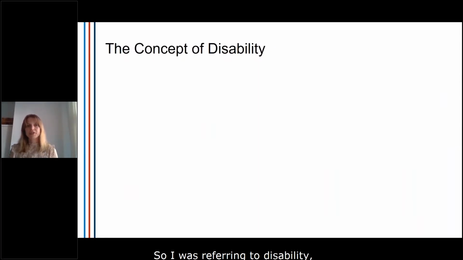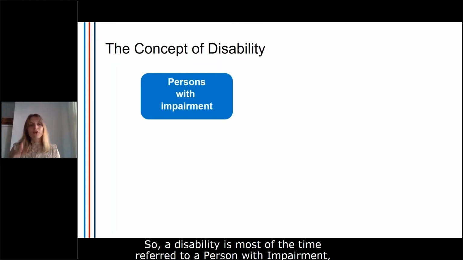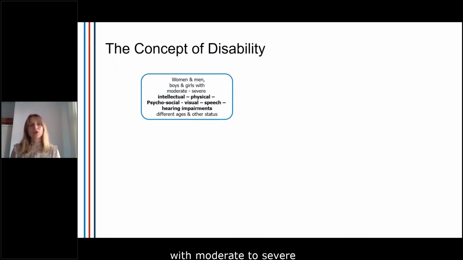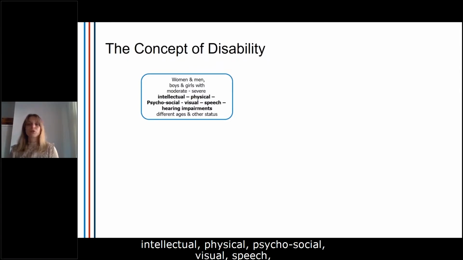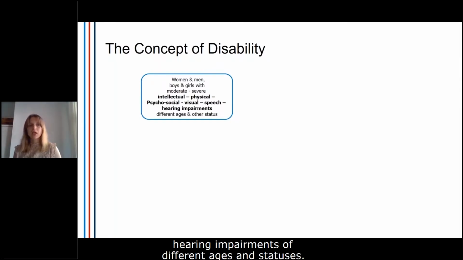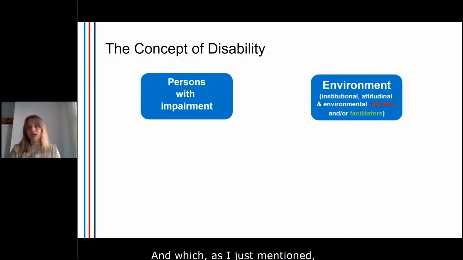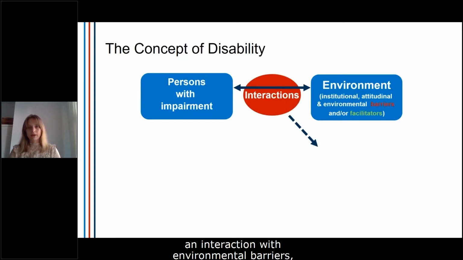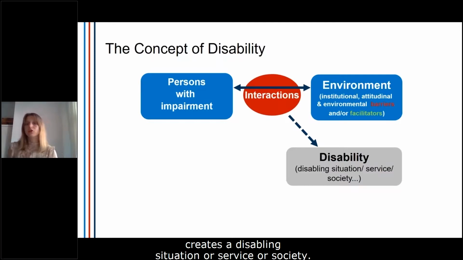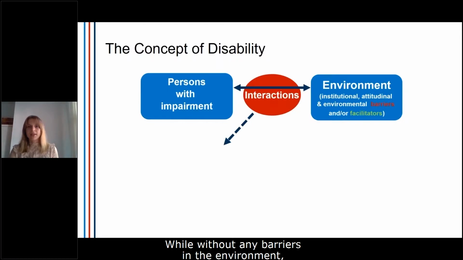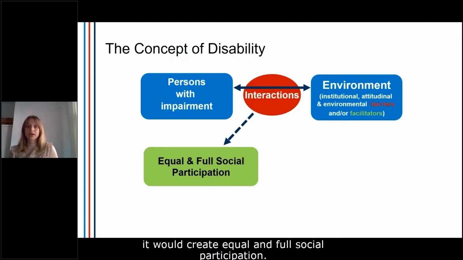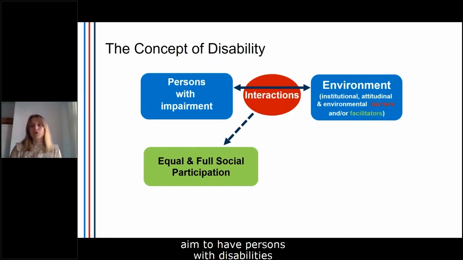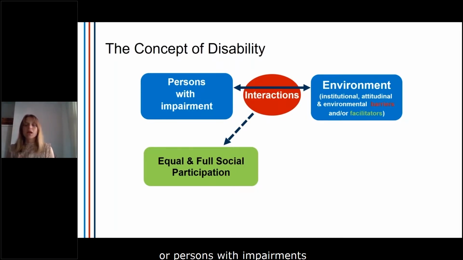So I was referring to disability, but the question is, what is disability? A disability is most of the time referred to as a person with impairment in interaction with an environment, which then creates a disability. Persons with impairments are women, men, boys, and girls with moderate to severe intellectual, physical, psychosocial, visual, speech, or hearing impairments, of different ages and statuses, which, as I just mentioned, in interaction with the environment creates a disabling situation in service or society. While without any barriers in the environment, it would create equal and full social participation. So that's what we aim at, to have persons with disabilities or persons with impairments participating in society.